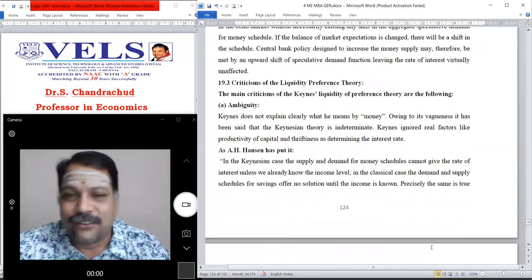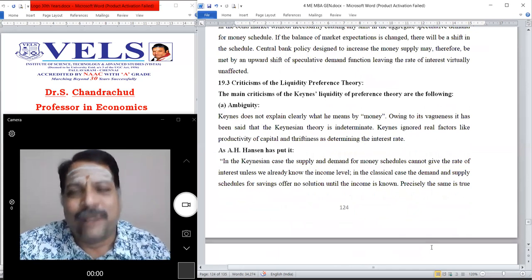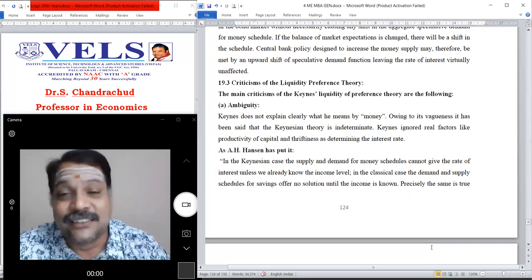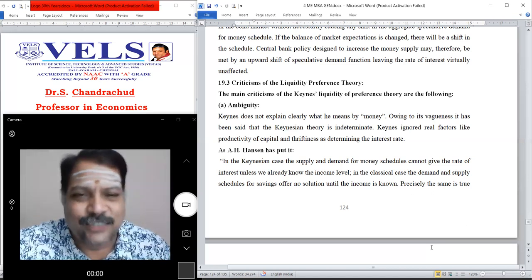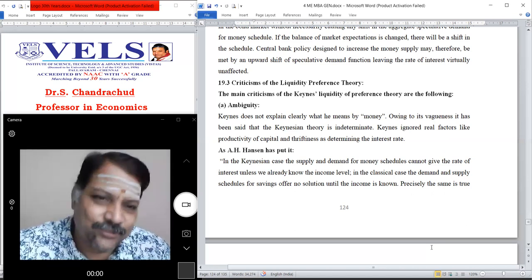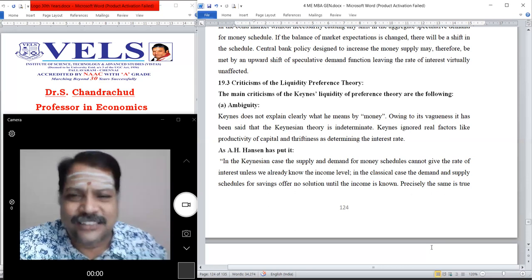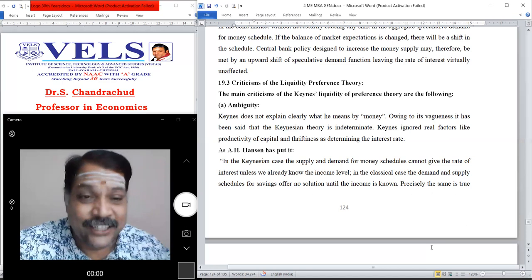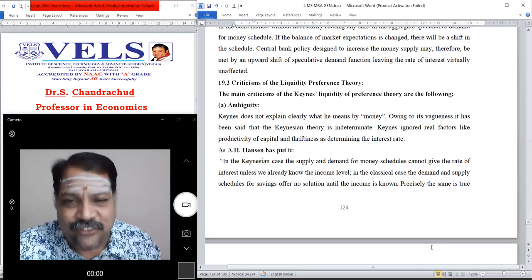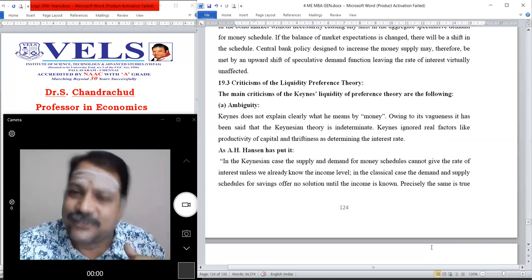With this, let us move to the criticism of this particular theory. Many economists have criticized this theory. The first criticism they made is its ambiguity. Keynes does not explain clearly what we mean by money. Owing to the vagueness, it has been said the Keynesian theory is indeterminate. Keynes ignored real factors like productivity of capital and thriftiness as determining the interest rate.